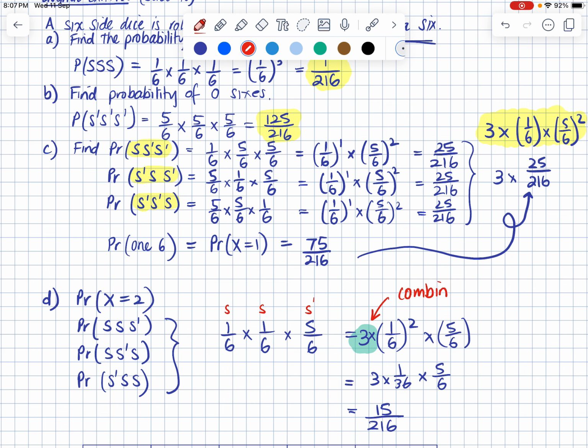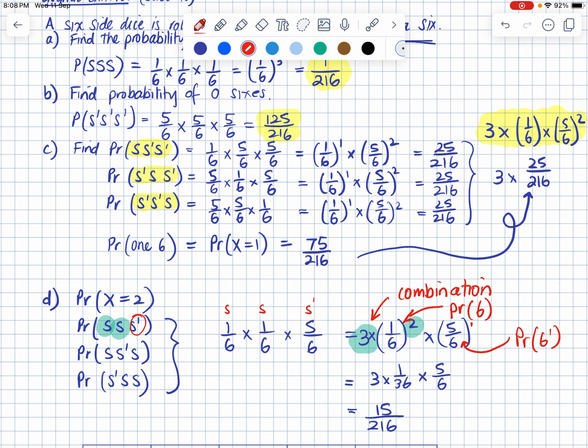This is the number of ways I can select 2 6s and 1 not 6. So this is a combination. And then this one here was the probability of getting a 6, and this one was the probability of getting not a 6. And finally, we had to square it because we needed 2 of them. And then there's a little power of 1 here, which I haven't written because there's only 1 not 6.